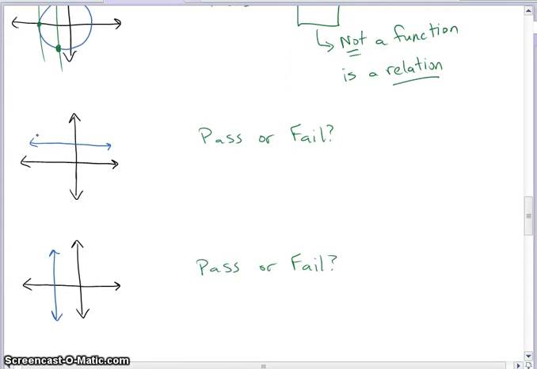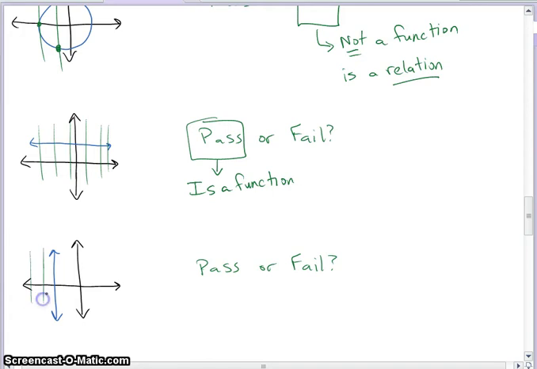Okay, what about this one, a horizontal line? If I draw vertical lines, it's only going to hit once. So it passes. It is a function. Okay, this one I can draw vertical lines, and when I draw this vertical line, it hits how many times? An infinite number. That's a big fail. So that means it's a relation.